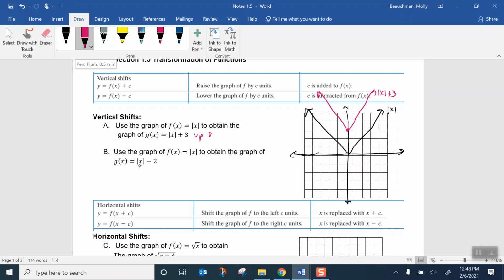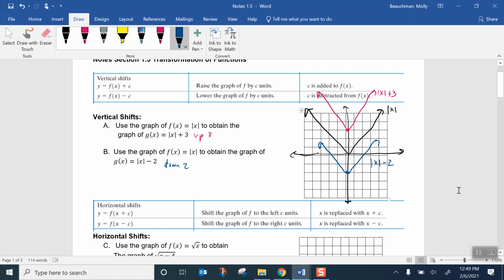The graph of the absolute value of x minus 2 means every y value is going to subtract 2, so the function is going to move down 2. So the entire function moves down 2. Each of the individual points moves down 2. So a vertical shift, if you add, it moves up, subtract, it moves down.